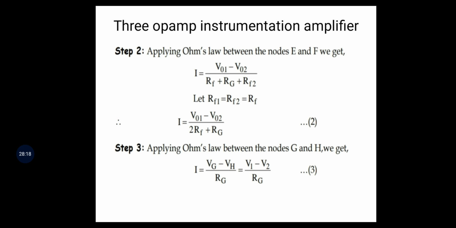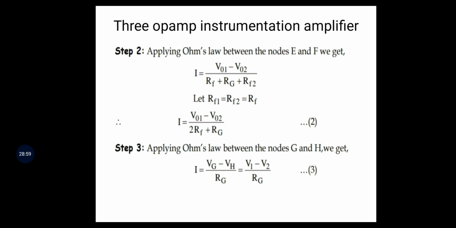Next we apply Ohm's law between the nodes E and F. We get I equal to (V01 minus V02) by (RF1 plus RG plus RF2). Taking RF1 equal to RF2 equal to RF, then I equal to (V01 minus V02) by (2RF plus RG).